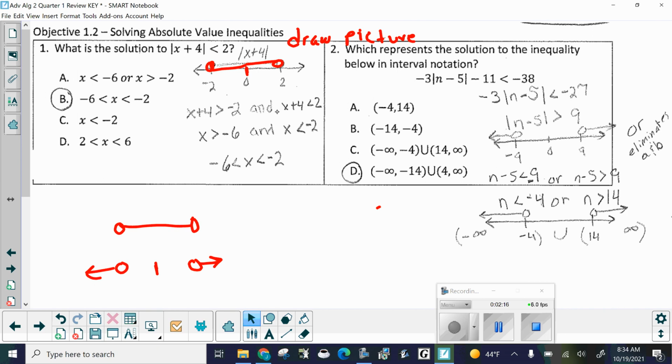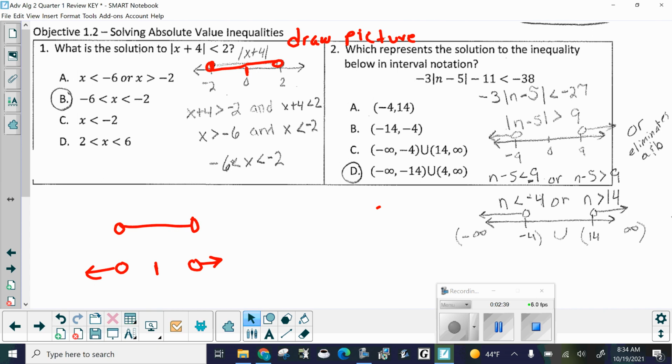Once you have it rewritten, simply solve each side of the inequality independently. So over here, I'm going to subtract 4 from both sides. Leaves me with x. Negative 2 minus 4 is negative 6. X is greater than negative 6. And I subtract 4 from both sides. X is less than negative 2.